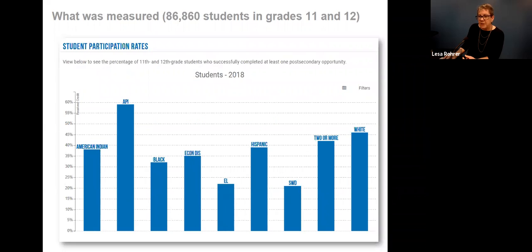What did we measure? Here we measured participation rates, and in this indicator there are 86,860 students in grades 11 and 12. Students can earn credit for post-secondary opportunities by successfully completing, meaning that they've earned a D or higher, one of the opportunities that includes AP and IB, dual or concurrent enrollment, CTE coursework that leads to some sort of certification, or an internship. So we've expanded what that looks like so that every student can have access to something that aligns to their career path.